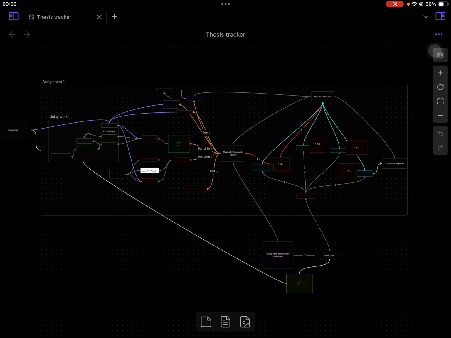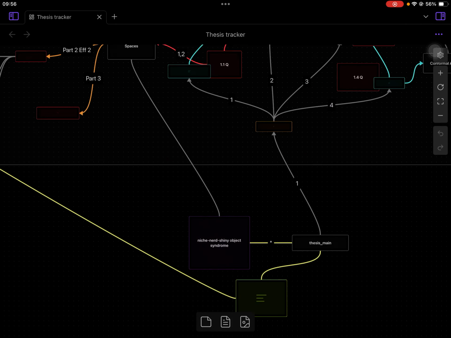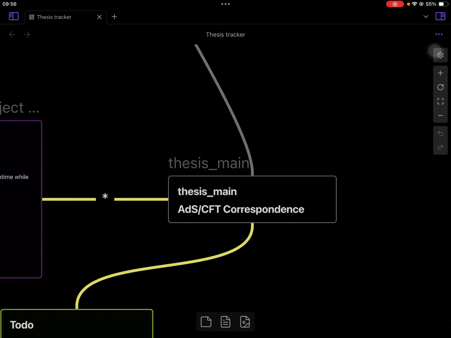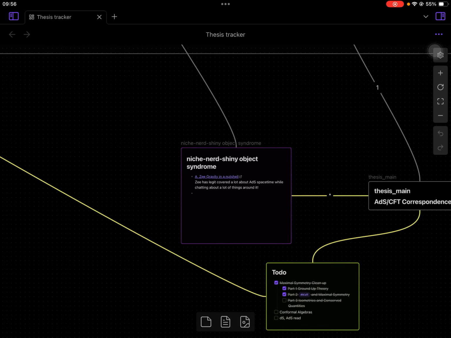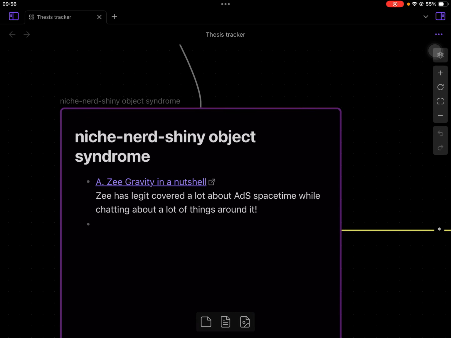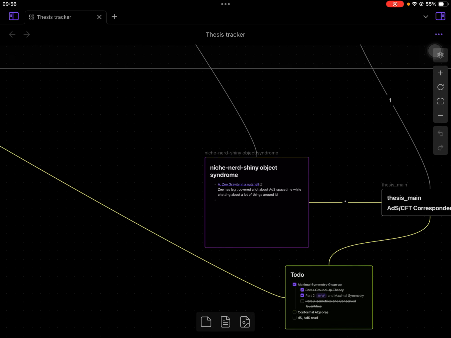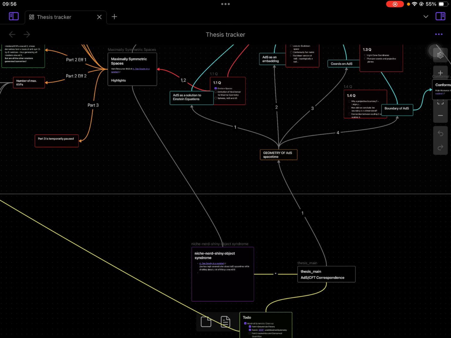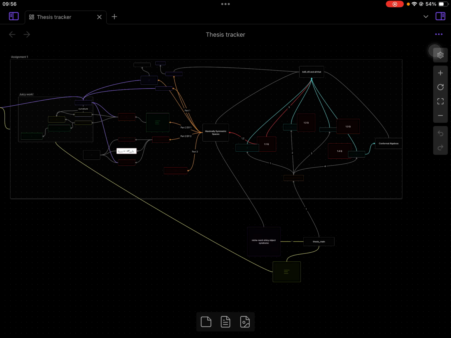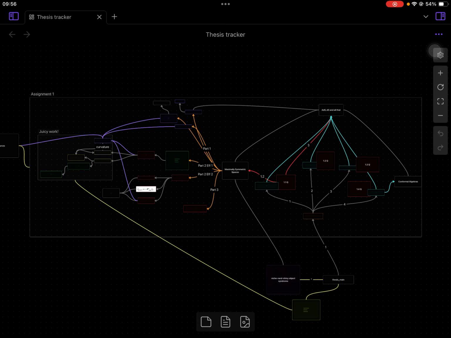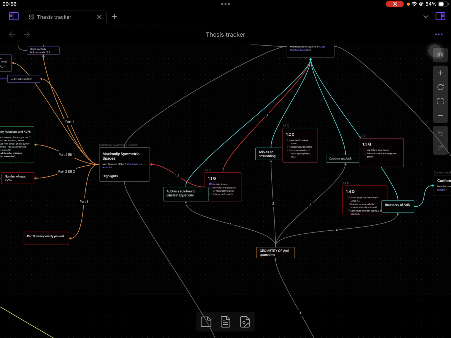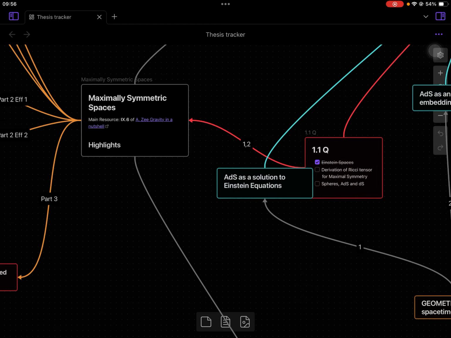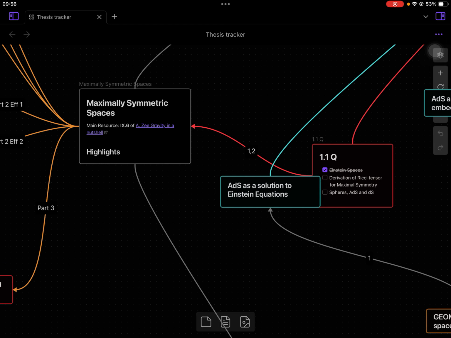This is how the canvas looks. You could see the main thesis channels from here. You have some to-do lists. I made a to-do list, and then you have a shiny object syndrome thing, where you get attracted to various things and you want to read them. Sometimes that is necessary and sometimes that is interesting. And the main channel, geometry of AdS space-time, is divided into 4 channels. And I'm still in the first thing, I suppose.